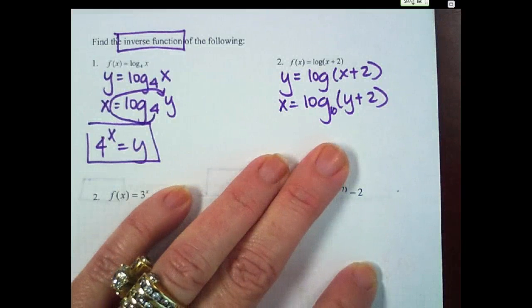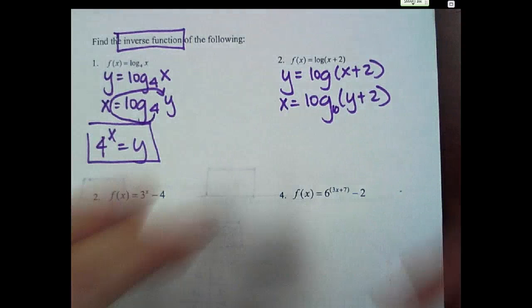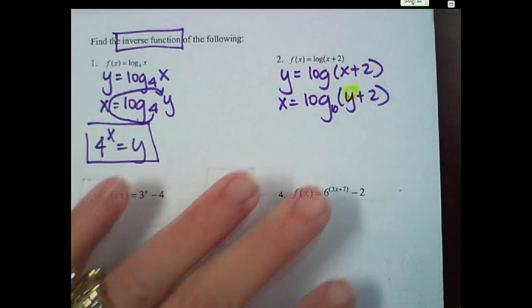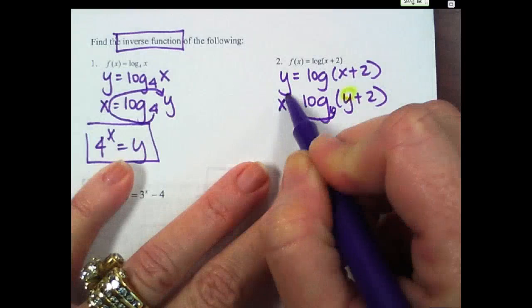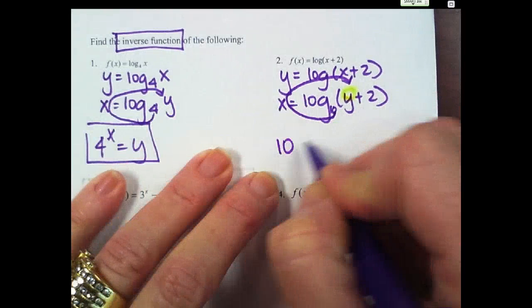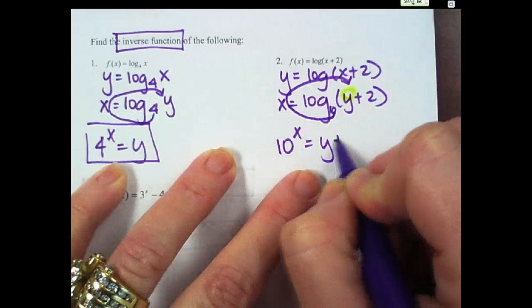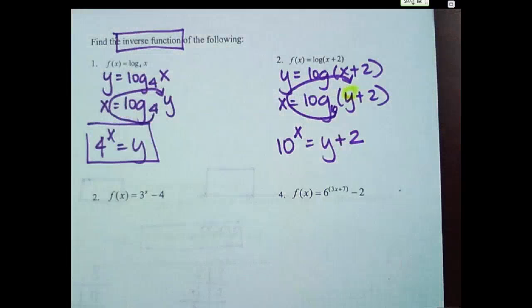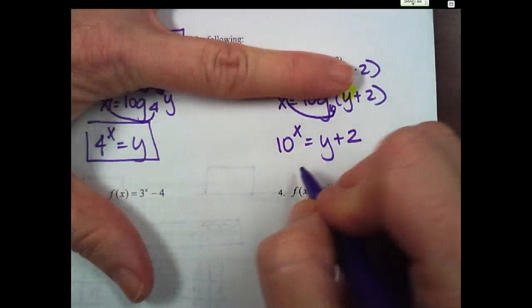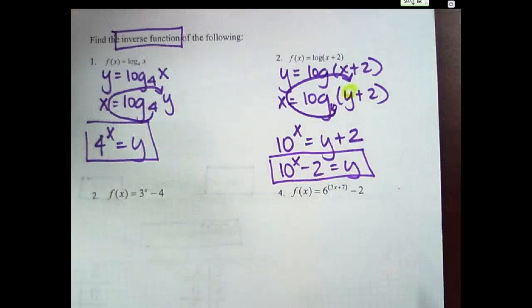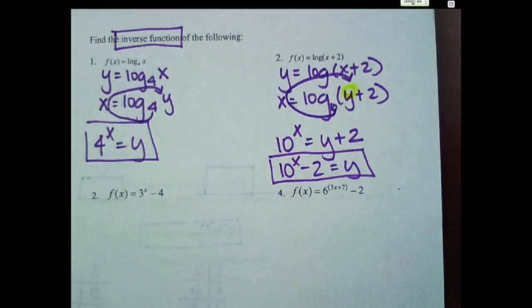We're going to solve for y. So I want y, which is right here, to be by itself. We're going to turn it into exponential. The base of the log is the base of the exponent. So 10 to the x equals, what's here is y plus 2. But I didn't want y plus 2, I want y, so you have to move the 2 over. So the final answer would be 10 to the x minus 2. So you went from log to exponential.